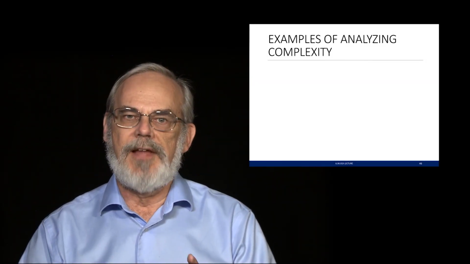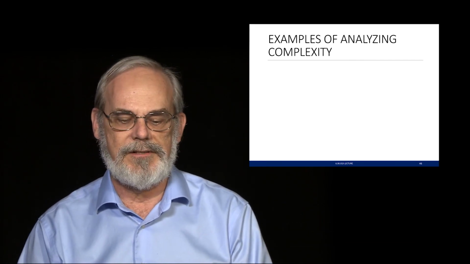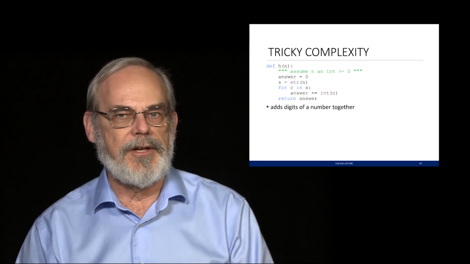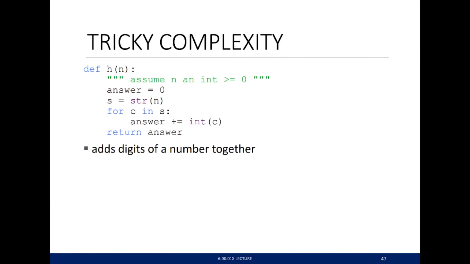So let's wrap up this lecture by looking at a few more examples, just to see again those common patterns that are characteristic of particular classes of complexity. The first one might look a little tricky. You've actually seen a version of this earlier. I've got a little function here, I'm just calling it h of n.